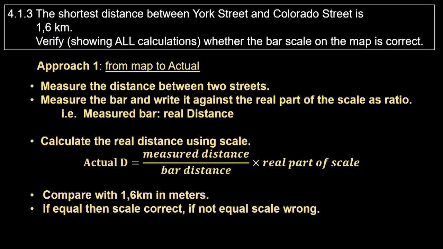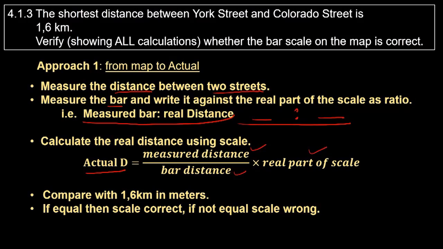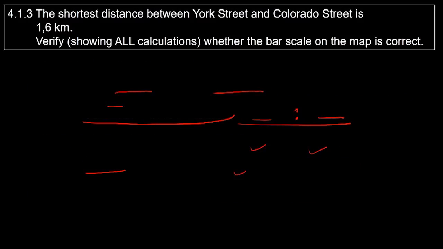So this is one way you can do it. Measure the distance between the two towns. You saw the ruler where it was, you measure it. Then you measure the bar. When you measure the bar, there is always a mark for writing the bar measurement and the real distance, there's always a mark for that. When you write them down, you get a mark for that. And then you will find your actual distance using the distance that you measured over the bar distance, and then you multiply by the real part of the scale. What is the real part of the scale?